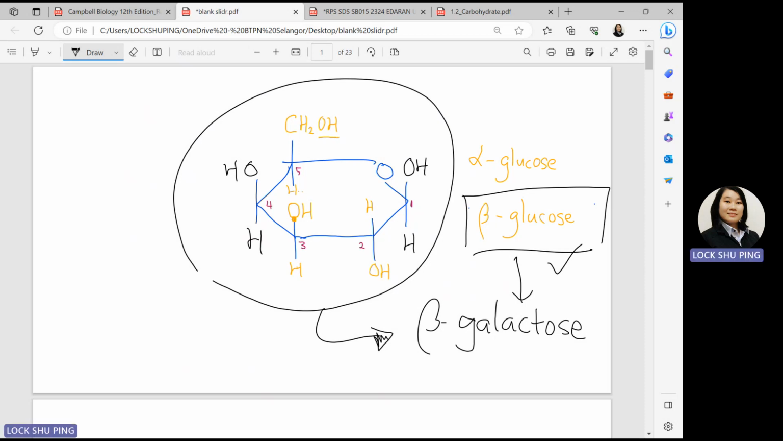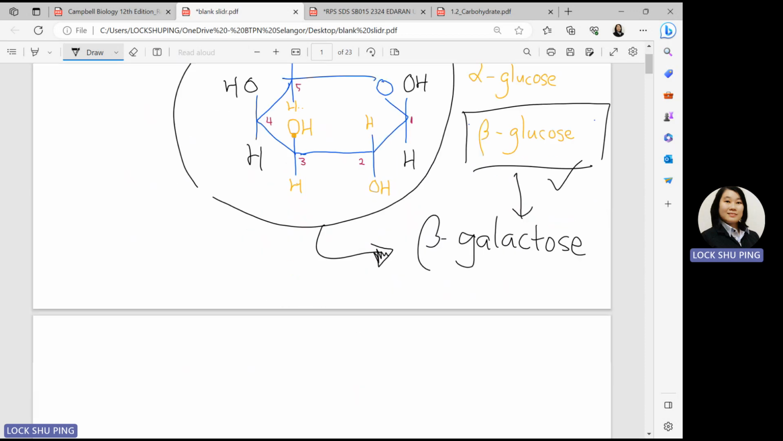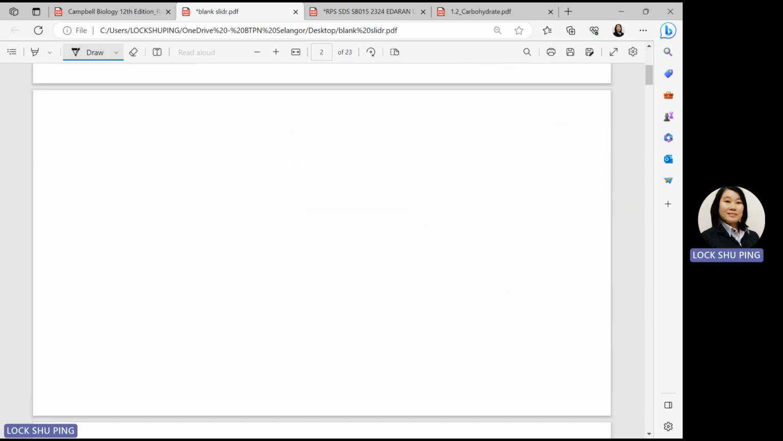So determine alpha or beta based on carbon 1. And by changing the arrangement of hydroxyl group and hydrogen atom, that one will be determined on the carbon number 4. So this is how you draw the alpha glucose, beta glucose, alpha galactose, beta galactose.